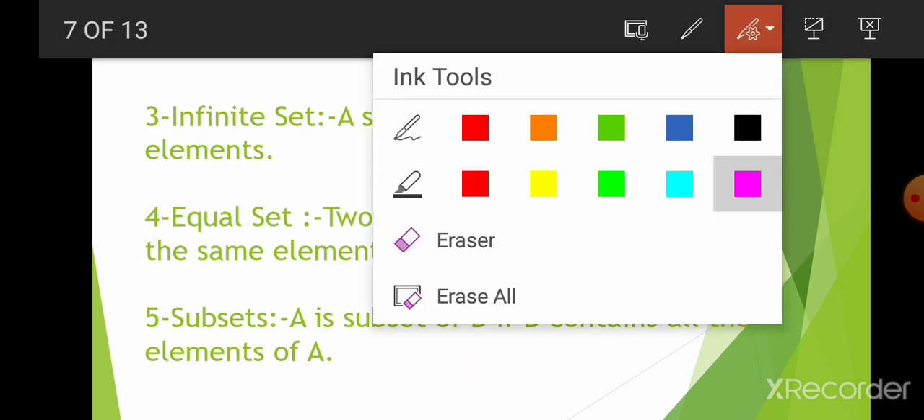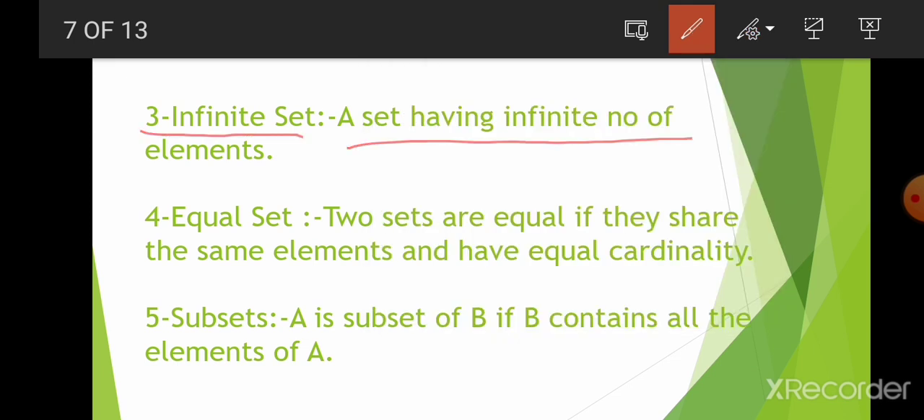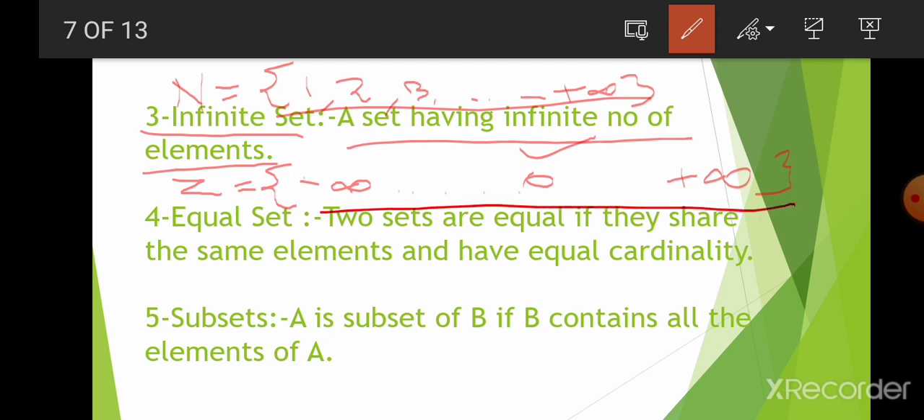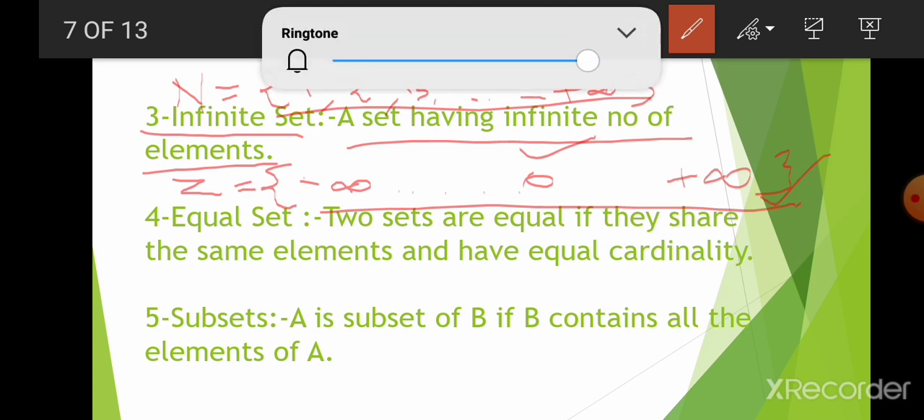Next is the infinite set. An infinite set means a set having an infinite number of elements, like the set of natural numbers. The set of natural numbers consists of elements starting from 1 to plus infinity. The number of elements in this set we cannot count, that is, the number of elements is uncountable, so this is known as an infinite set. One more example is the set of integers, which consists of elements from minus infinity to plus infinity, including 0. Here also we cannot count the number of elements, so this set is also known as an infinite set.